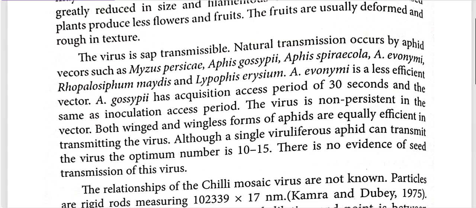Natural transmission occurs by aphid vectors such as Myzus persicae, Aphis gossypii, Aphis spiraecola, Aphis evonymi, Rhopalosiphum maidis, and Lipaphis erysimi. Aphis evonymi is a less efficient vector.